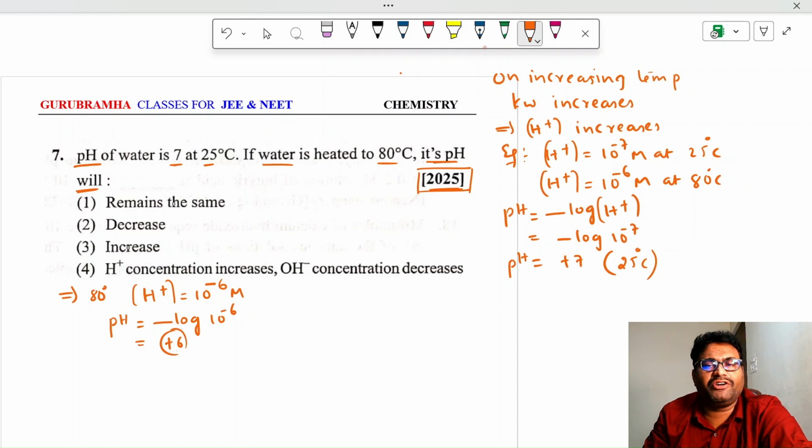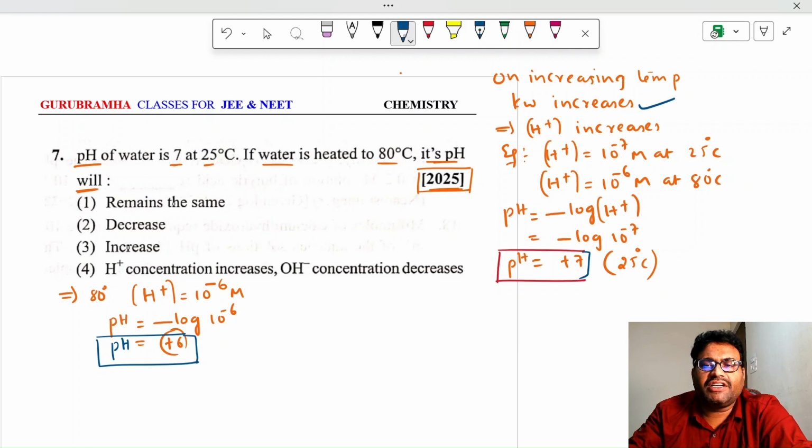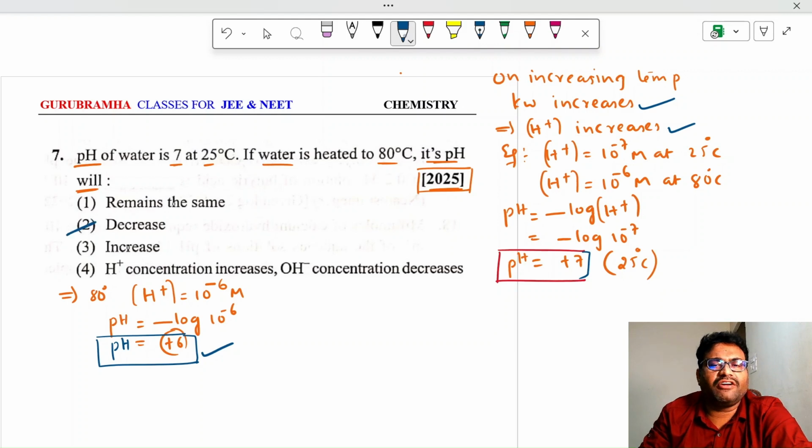So what has happened to pH? From here to here, what did you find? We have found that the pH of the solution has decreased. So on increasing temperature, Kw increases. If Kw increases, H plus ion concentration increases. If H plus ion concentration increases, pH decreases. So the answer will be second option. Simple question, but we should know the concepts regarding this. Okay.